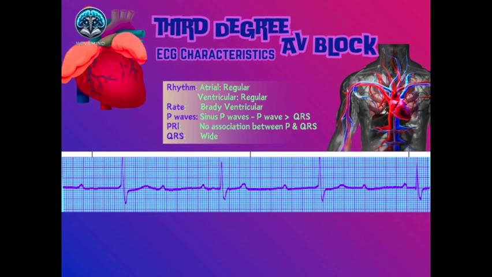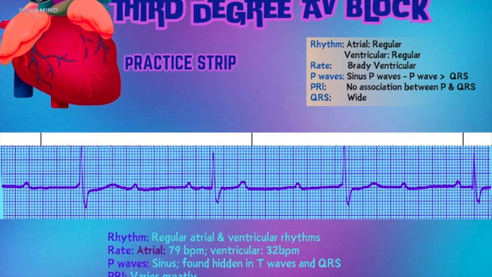QRS complex, now that may be narrow, less than 0.12 seconds if the block is above the bundle of His, or wide if it's greater than 0.12 seconds if the escape focus is in the ventricles. Now let's try this practice strip.